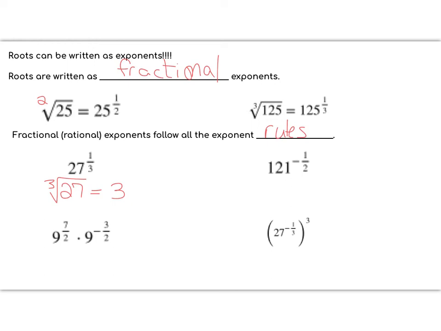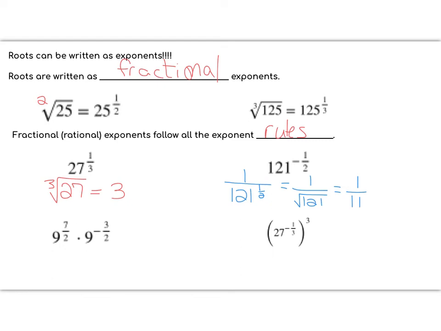Now here I have a negative fractional exponent. What do I do with a negative exponent? What does a negative exponent mean? It means I take the reciprocal, right? So 121 to the negative 1/2 means 1 over 121 to the positive 1/2, right? Well, that 1/2 exponent means the square root of 121. And so this is 1 over the square root of 121, which is 1 over 11.